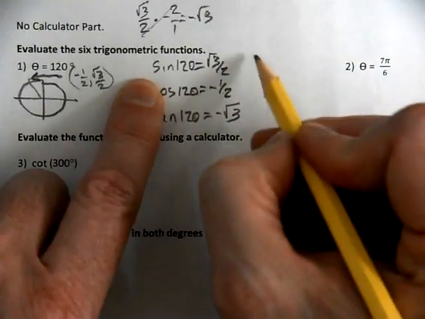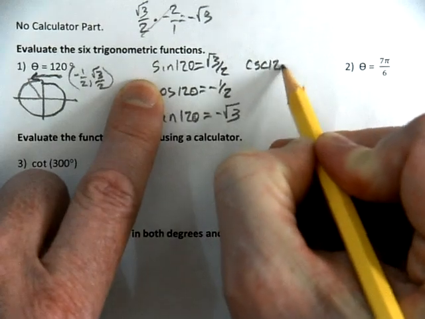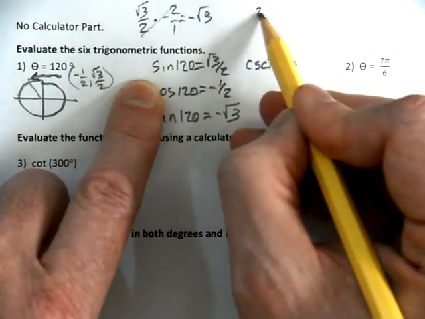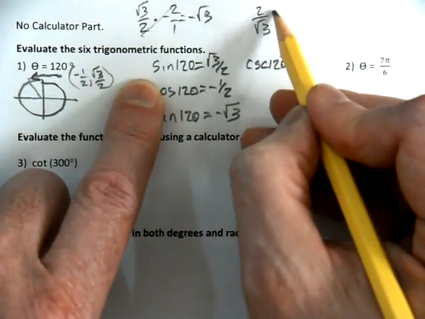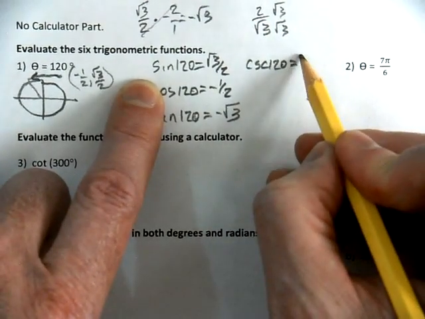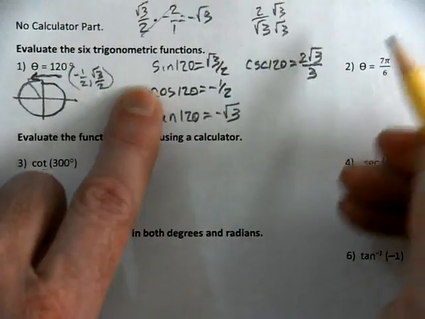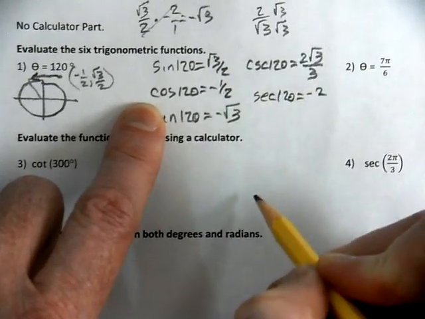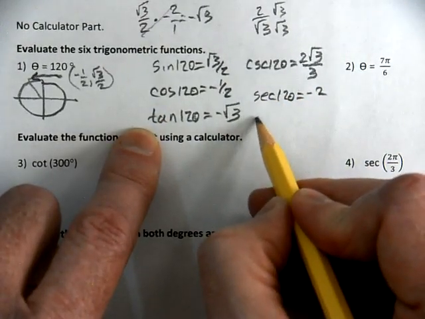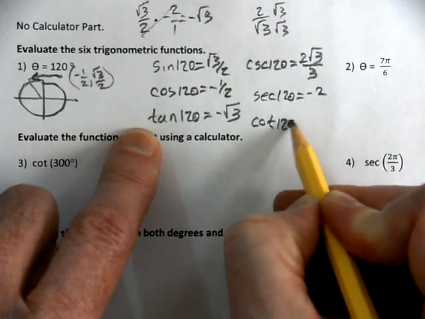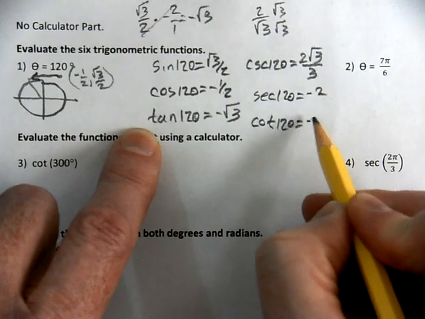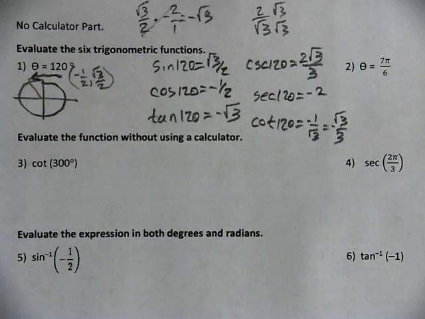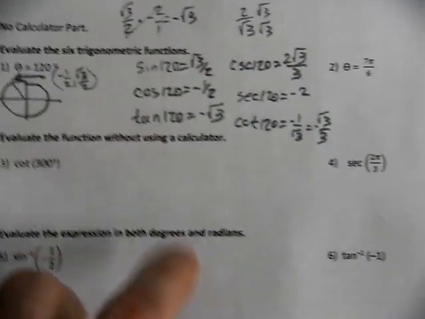Then we can do our inverses. So that's going to be 2 over root 3. And rationalize the denominator. So that's 2 root 3 over 3. This secant would be negative 2. And cotangent, when we do 1 over the square root of 3, that becomes root 3 over 3. So those are our 6 trig functions.